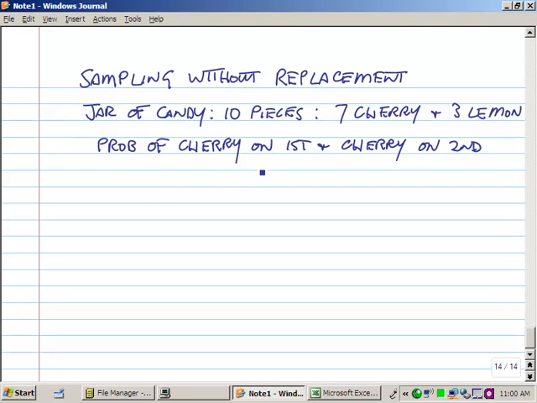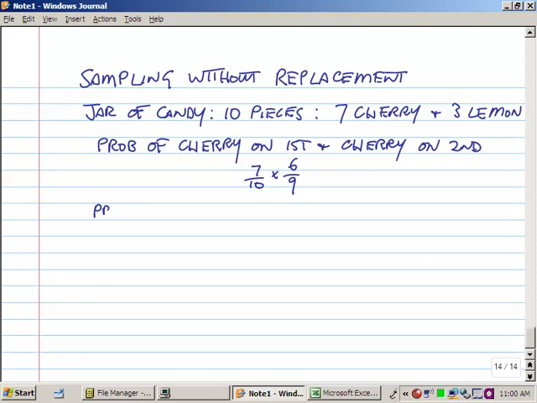Alright, the way to do this probability is the probability of getting a cherry in the first, which is 7 out of 10. 7 cherries divided by 10 total pieces. And then on the second selection we're left with 9 pieces of candy, of which now 6 are cherry. Of course you could work that out, but at this point I don't care about the final answer, just the fact that you know that the probability changes from selection to selection, from step to step.